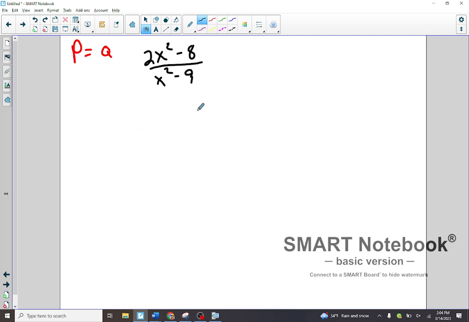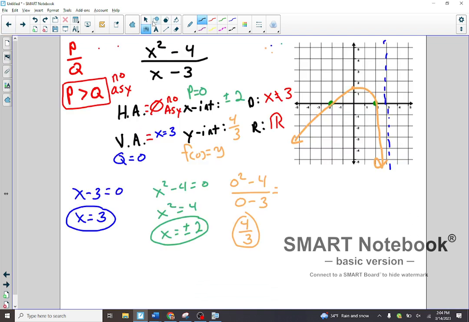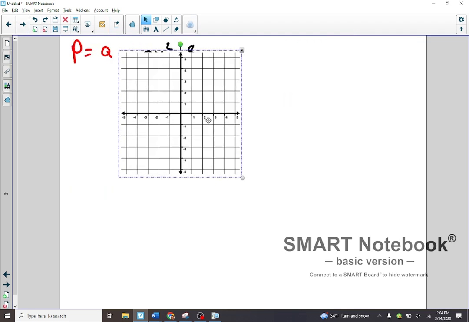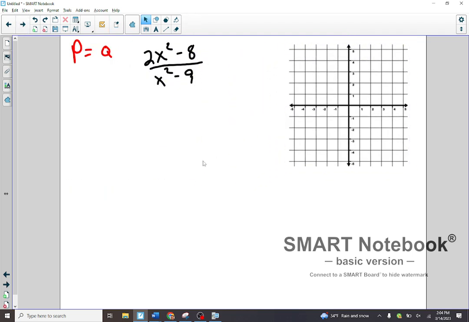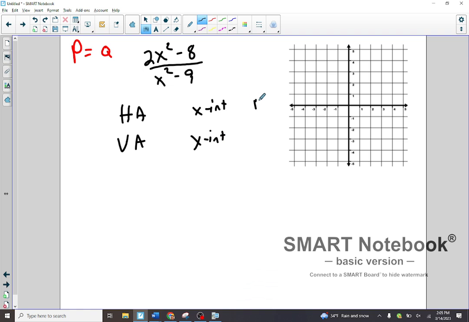These are the type of questions on the test. I am making them up right now, so the problem is I don't know if this fits the graph, but otherwise the test will be made to fit on the graph. All right. So horizontal asymptote, vertical asymptote, x-intercept, y-intercept, and domain and range.